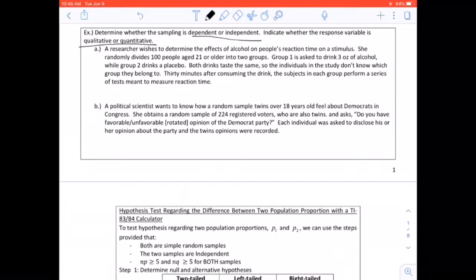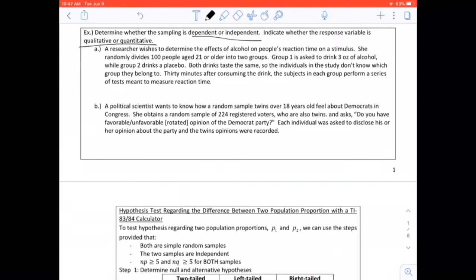Remember, a placebo is something that looks and smells and tastes just like alcohol. However, it's something just like water. It has no alcohol in it. Both drinks taste the same, so the individuals in the study don't know which group they belong to. 30 minutes after consuming the drink, the subjects in each group perform a series of tests meant to measure reaction time. So first question, it says, determine whether the sampling is dependent or independent.